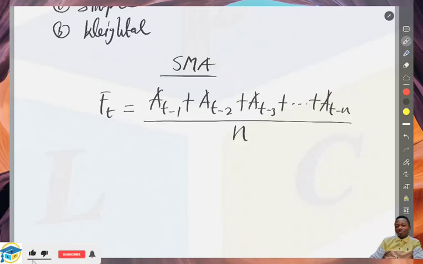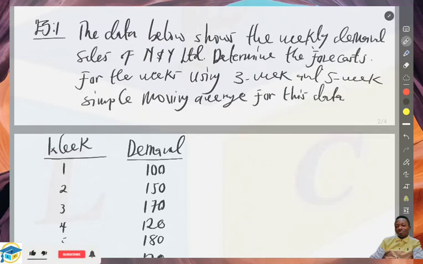So once we are able to get the simple moving average, let's take an example to clarify it. Illustration 1. The data below shows the weekly demand sales of NY Limited. Determine the forecast for the week using 3-week and 5-week simple moving average for this data.